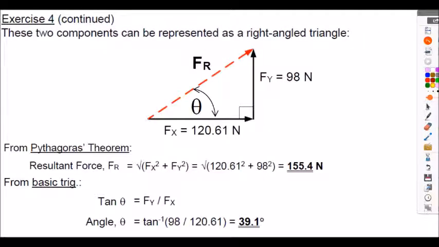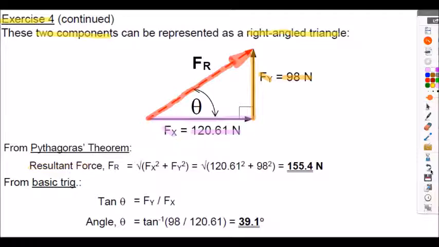Exercise 4 continued. So now we're going to draw the two components into a right angled triangle as shown below. So the summation of our horizontal components, Fx, was 120.61 newtons. And the summation of our vertical components, Fy, is 98. So again, I'm drawing a small vector diagram here, starting with my Fx summation, drawing that horizontally, and adding on the end of that the summation of the Fy components, to again produce the resultant force from the beginning to the end of the diagram. That gives us the magnitude and the direction.